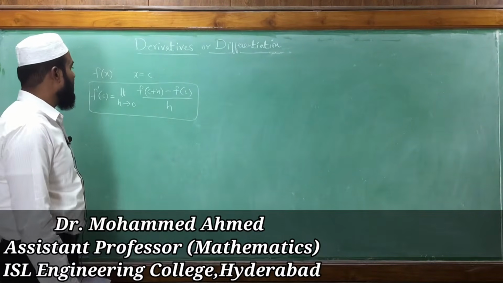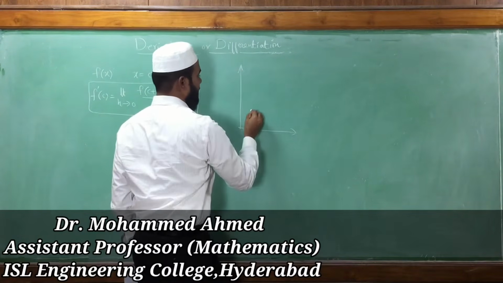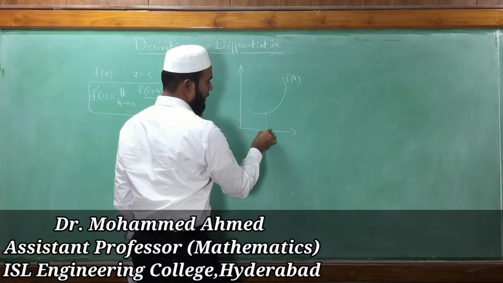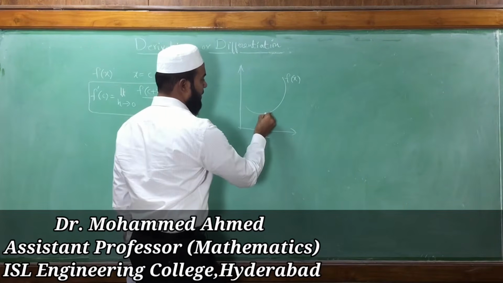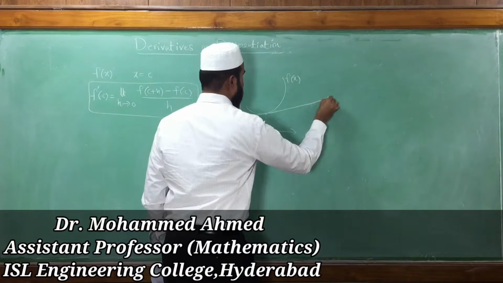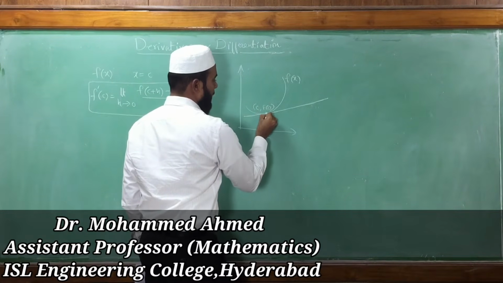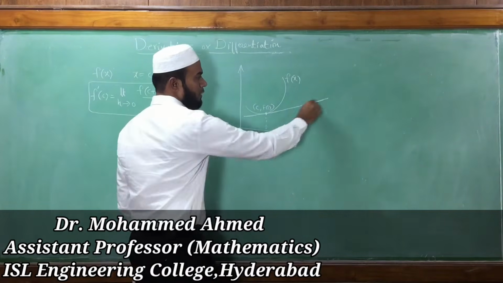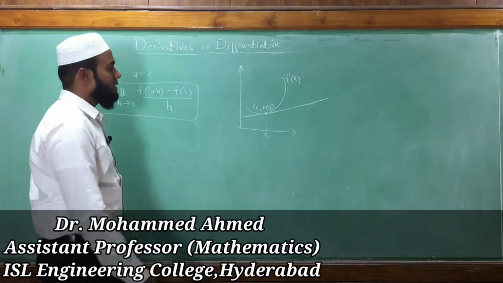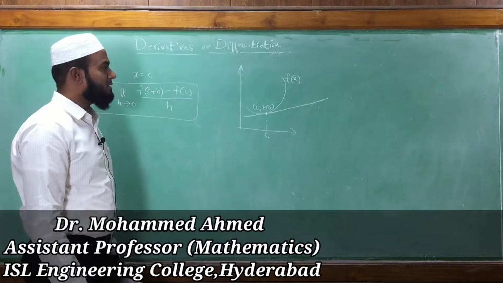What is the geometrical interpretation of the derivative? Suppose I have a graph of the function f of x, and at this point I want to find the derivative. Then the value of the derivative is nothing but the slope of the tangent drawn at this point, c comma f of c. Whatever slope the tangent has at this point gives us the derivative, right? Derivative is nothing but the slope of the tangent drawn at the point for the function f of x. Geometrically, derivative is slope.